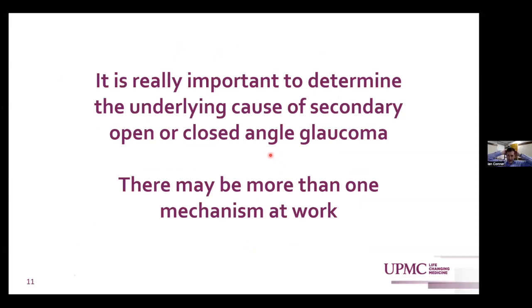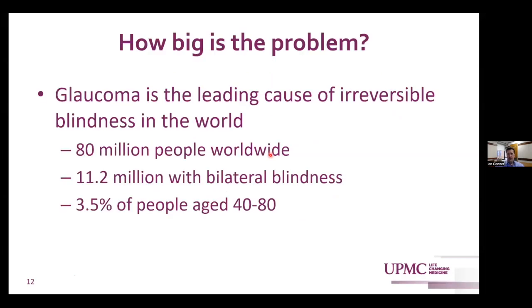Okay, so here's the point. It's really important to determine the underlying cause of secondary open or closed angle glaucoma. Right? So it's not enough. It may be enough in the short term. It may be enough tonight in the middle of the night to administer medications to lower the pressure, right, and get the patient out of the frying pan. However, it's not enough for the long-term management of these folks, and eventually, whatever it is that caused the pressure to elevate will reoccur, and they'll continue to have difficulty. So there may be more than one mechanism at work, and we have to sort out what the mechanisms are.